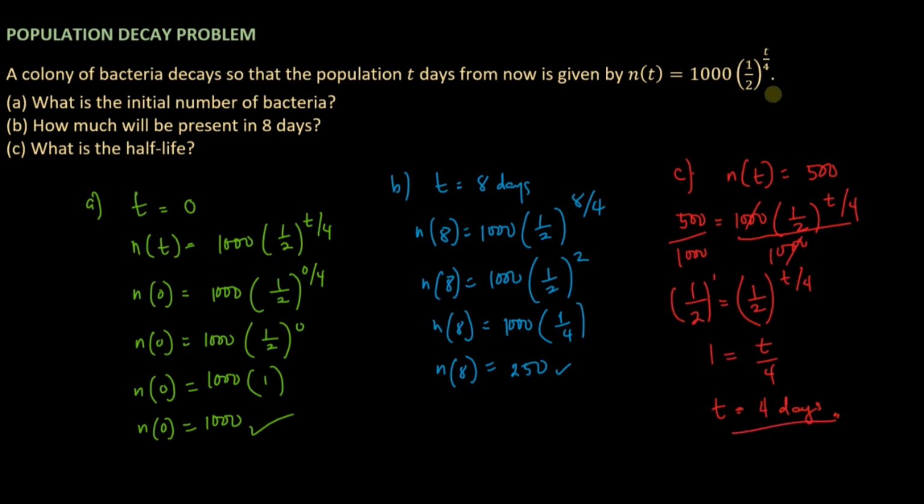So, okay, it is always the denominator of t that is the half-life, kung ang model ay sa ganitong form. Okay? So ganyan lang mag-solve ng population growth and population decay problem.